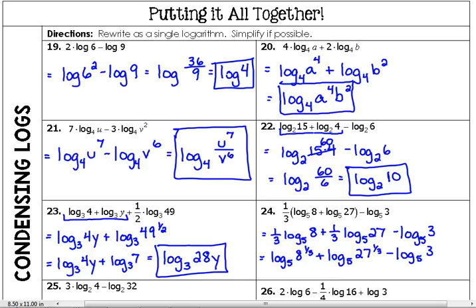What's 8 to the 1/3? 2. What's 27 to the 1/3? 3. And we're adding those logarithms, so we multiply the 2 times the 3. And then when we subtract logarithms, we divide. And I'm purposefully not multiplying out the 2 times the 3 because we can cancel those 3's after we divide. And that's equal to log base 5 of 2.